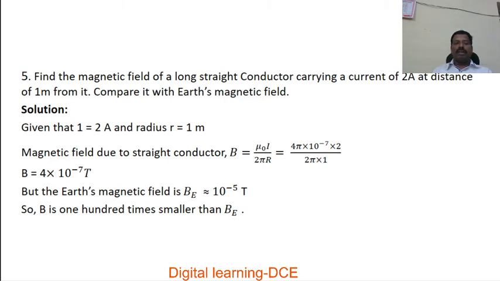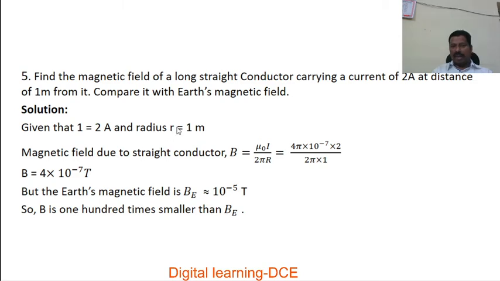So given that I is equal to 2 ampere and radius is equal to 1 meter, the magnetic field due to a straight current carrying conductor, the formula is known, that is B equal to mu naught I by 2 pi r. Substitute the values. Mu naught value is 4 pi into 10 power minus 7, into current 2 ampere, into 2, divided by 2 pi into distance 1 meter. R is equal to 1 meter.